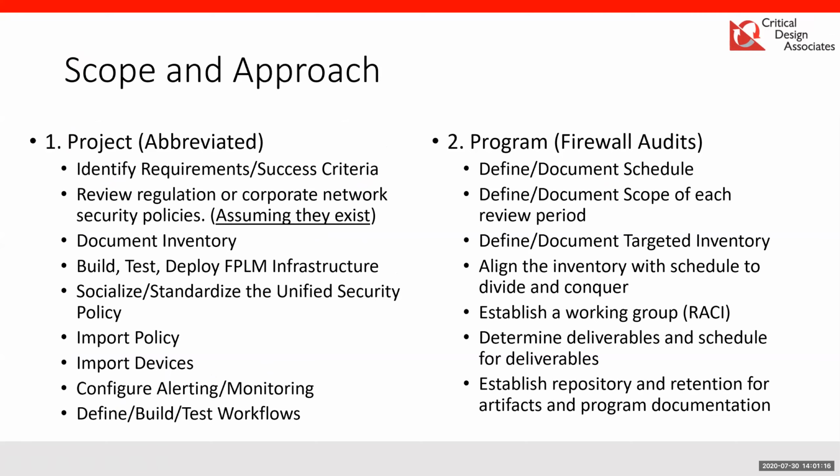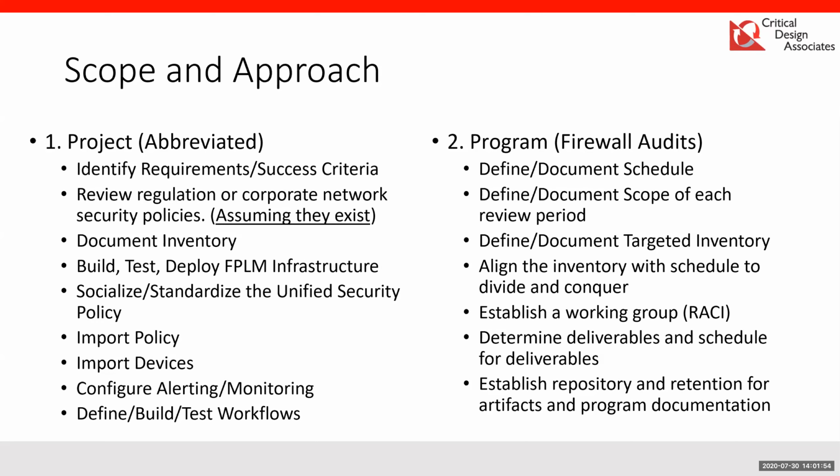You need success criteria. Review regulations and our corporate network security policies, assuming they exist. If they don't exist, that's going to be a struggle. You're going to want to make sure those things are documented and clearly understood by everyone and agreed upon so that you can move forward. Documenting the inventory: often security, not the firewall administrators, but security engineers, IR teams, architecture teams, are not always fully aware of the inventory due to lack of asset management or something to that effect. So you want to document that inventory and also find a way to make sure that all new devices are included in that process.